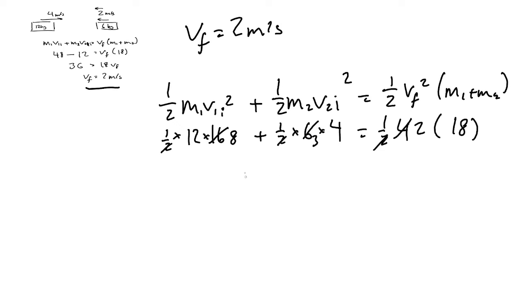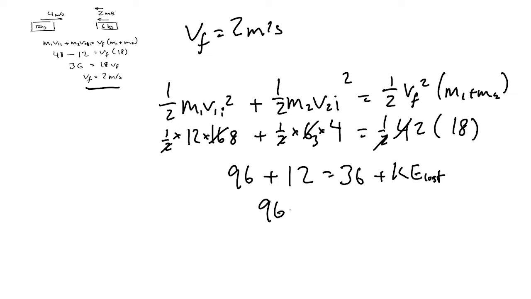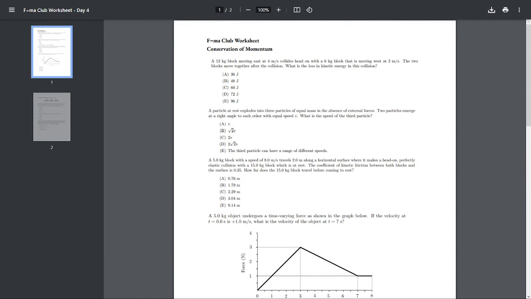So now we have 96, right? Plus, what is that? 12, right? Is going to be equal to 36 plus some energy loss, right? So KE lost. So we have 96 plus 12 minus 36, basically. So this is going to be essentially 96 minus 24, which is going to give us 72, right? And if we look back on our worksheet, that's going to give us D, right?